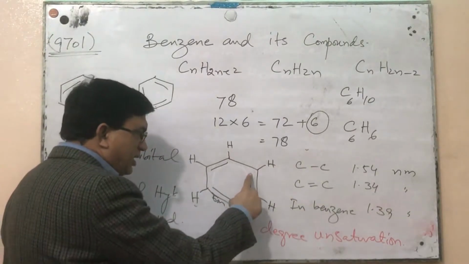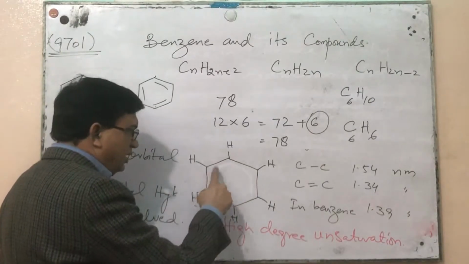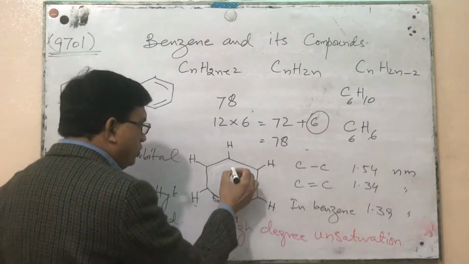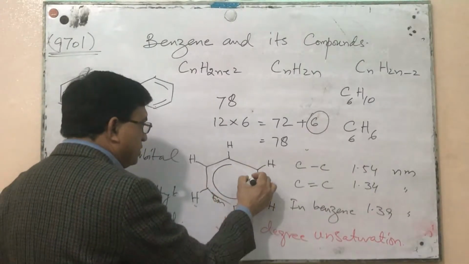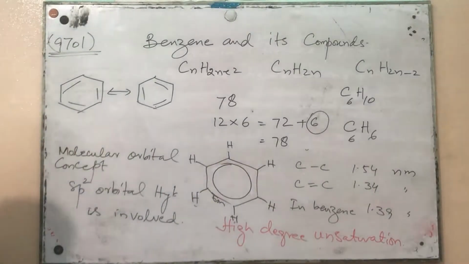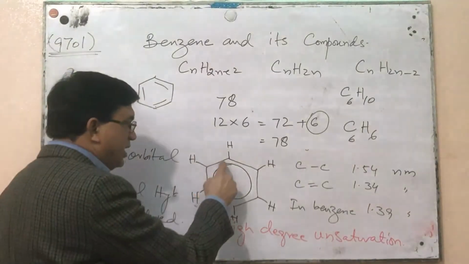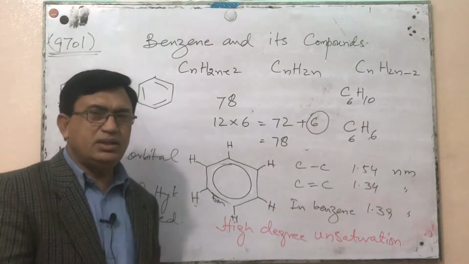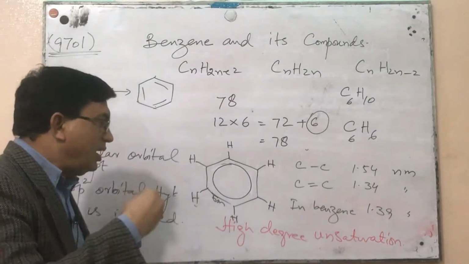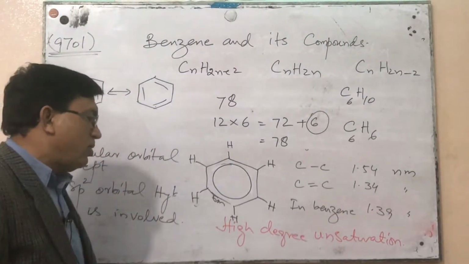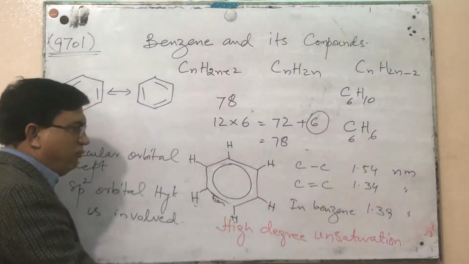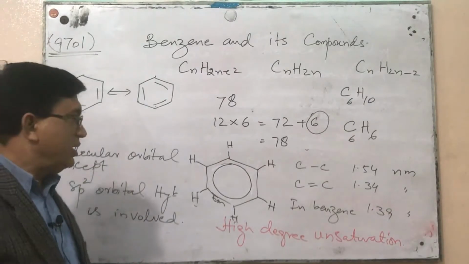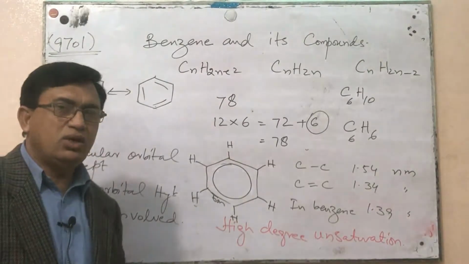That's why, instead of writing 3 separate double bonds with single bonds, we use a circle inside the benzene ring, which indicates that all bonds are identical. Neither are these single nor are these double covalent bonds. That's why it is now preferred to put the circle inside the benzene ring rather than represent single or double covalent bonds.